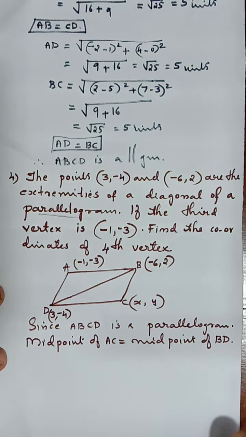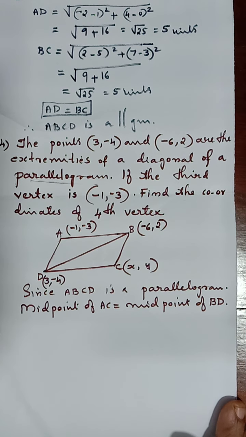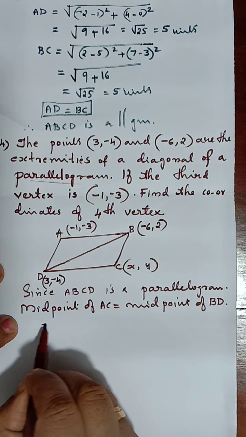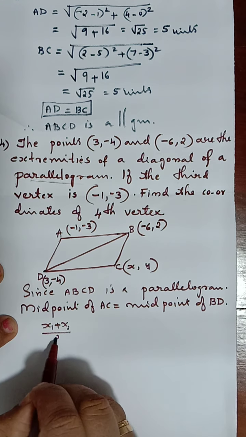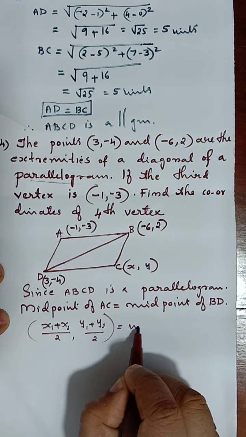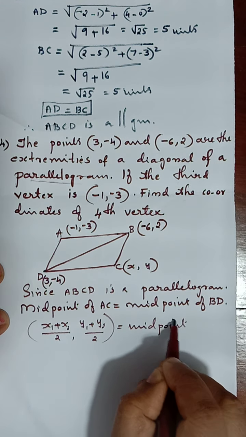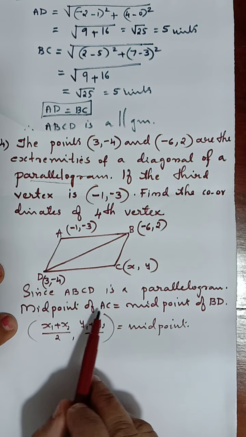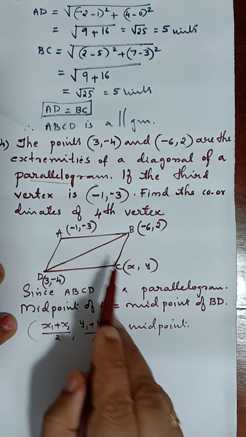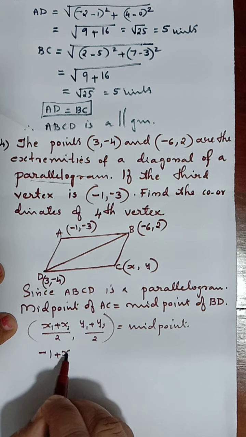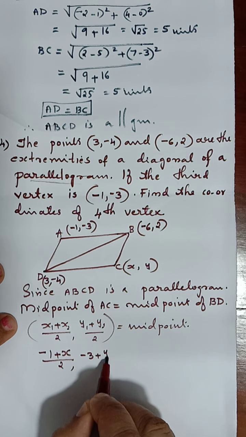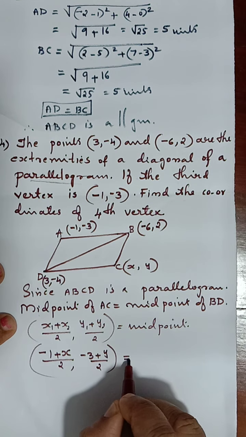This is what we know when it is a parallelogram. So now directly we are going to substitute midpoint of AC, x1, y1, x2, y2. So (x1 plus x2) by 2, (y1 plus y2) by 2. That is the formula for midpoint. Now we are going to substitute for midpoint of AC: (-1 plus x) by 2, (-3 plus y) by 2. That is equal to midpoint of BD.